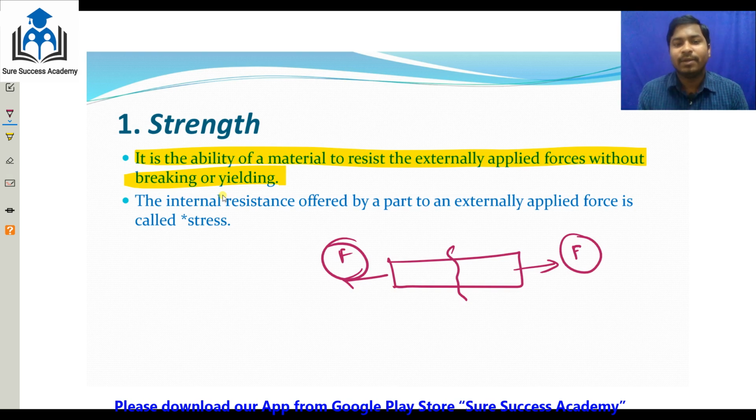If the ability of a material to resist the external applied forces is without breaking or yielding, that is called strength. Strength may be tensile or compressive. If the applied force is tensile in nature and it should not break, that is called tensile strength. If the applied force is compressive, meaning a push, and the material should not break or yield, that is called compressive strength. Like that, you have shear strength and crushing strength.